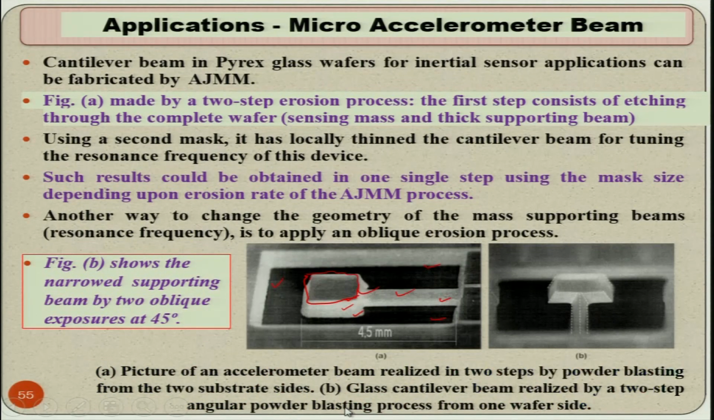So, this is a picture of an accelerometer beam realized in two steps by powder blasting from the two substrate sides. So, this is made in two steps, a glass cantilever by a two-step angular powder blasting process from one wafer bridge. So, this is the second one and the two steps I have already explained over here. So, you can see that you can obtain it, but as an expert in the AJMM process you have to be very careful about selection of different parameters, mask as well as the angle of the jet.